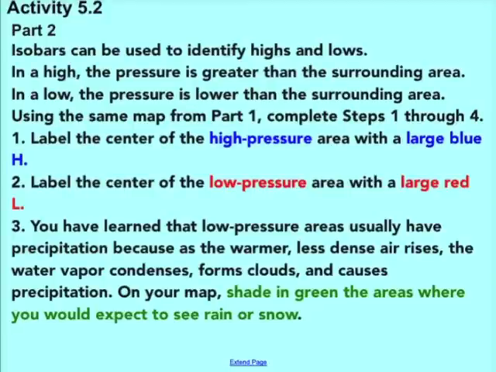One, it's going to have you label with a large blue H, so with a blue pencil, a high pressure system. And so where do you think the high pressure system is on the map? And then in red, label a large L where you think the low pressure system would be. Then number three, what it wants to do in green is shade in areas where you'd expect to see rain or snow. Now remember, low pressure areas usually have precipitation because as the warmer, less dense air rises, the water vapor condenses, forms clouds, and causes precipitation.